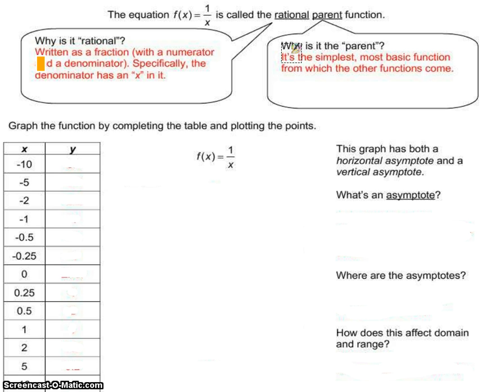So now what we want to do is graph the function by completing the table and plotting the points. So I know if I have 1 over x and I plug in a negative 10, I'm going to get what? That's correct, a negative 0.1. Now if I plug in a negative 5, 1 divided by negative 5 is a negative 0.2. So I want you to keep proceeding and enter all those, and then you can compare them to mine. I'm going to give you a minute. If you need to pause, go ahead and pause. Okay, this is what you should have gotten.